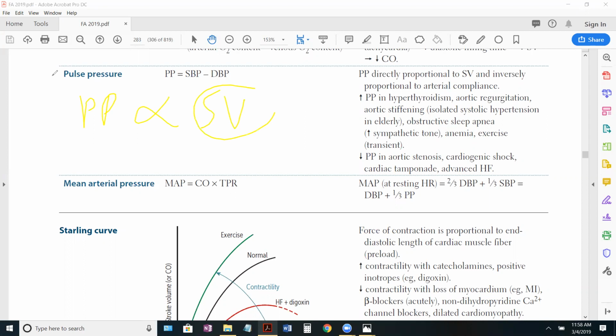You increase the stroke volume, you are increasing the cardiac output, and you are increasing the systolic blood pressure. An increase in stroke volume can happen through an increase in contractility, which is the most common way, and that will ultimately increase the systolic blood pressure. If you remember this equation, that would be great for you, because this equation is very important.